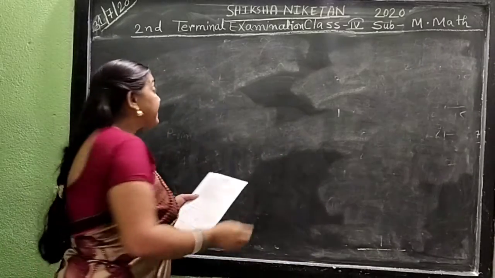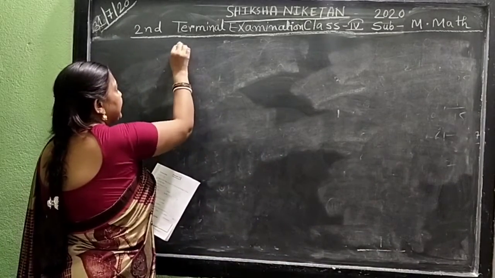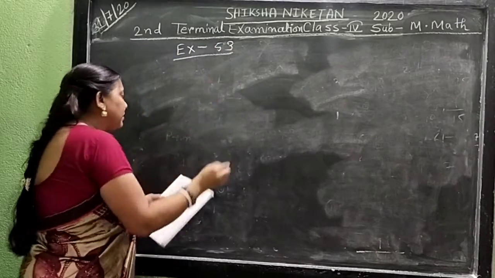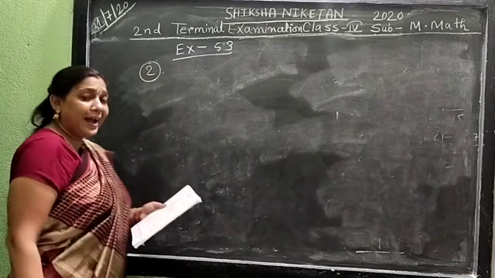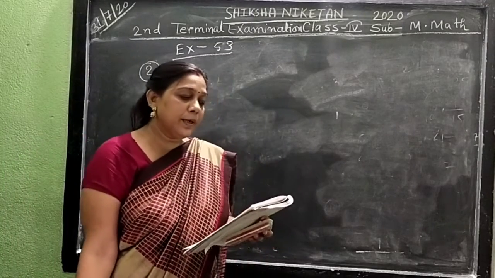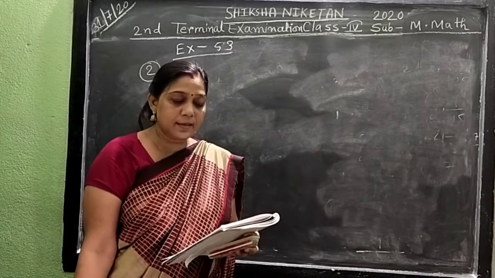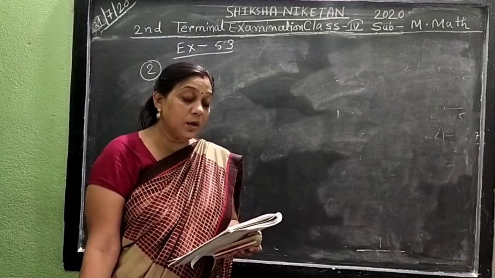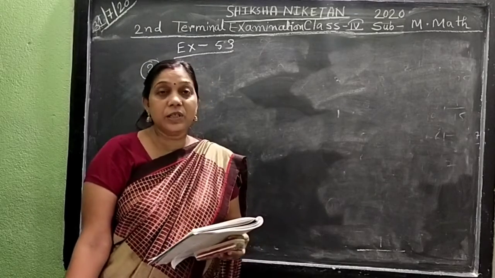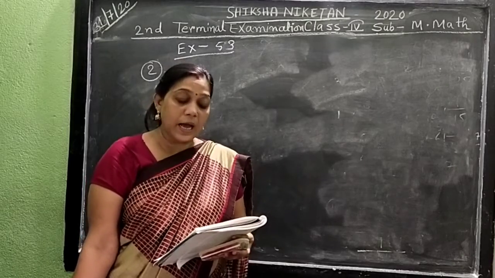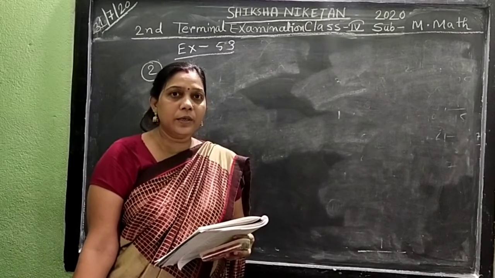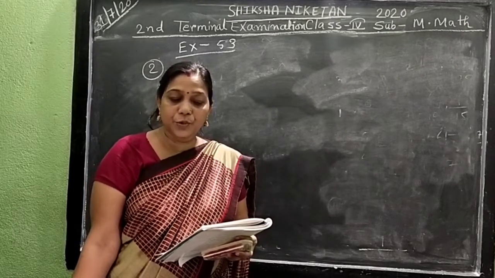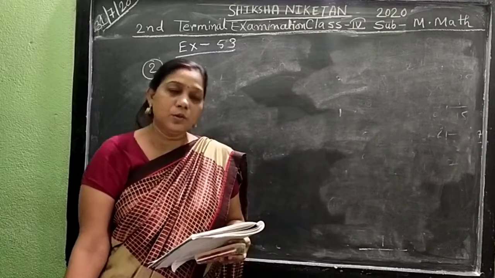Okay. Exercise 53. Math number 2. Out of 3,254 bags of cement, 1,122 were sold. Our total bags are 3,254. I sold 1,122 bags. Then we subtract those numbers. Okay.